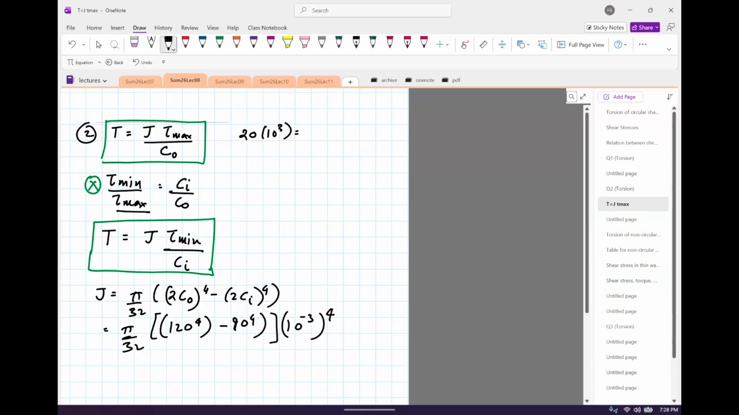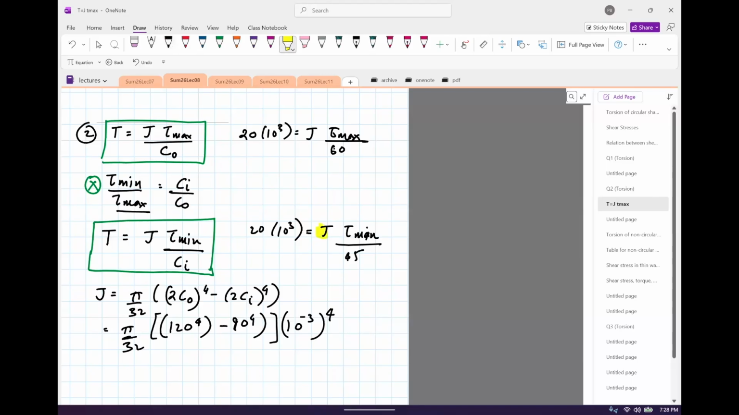Okay, so this has to go in here. We're going to try to calculate that. Tau max is unknown. Co is known. It is half of 120, so it's 60. And then the second one is 20 times 10 raised to 3 equals J tau min times half of 90, 45.